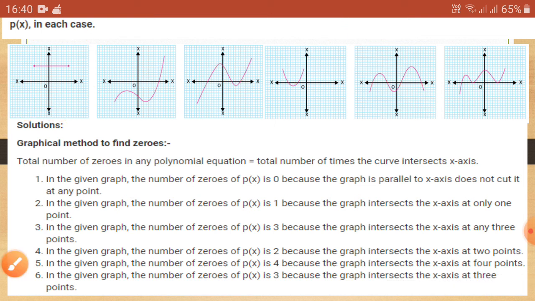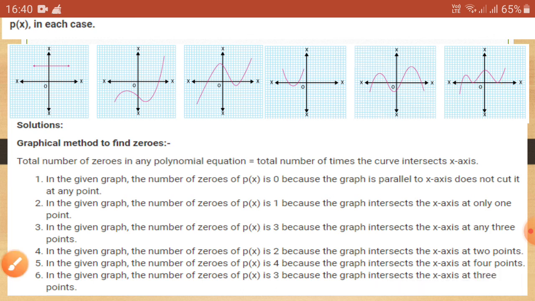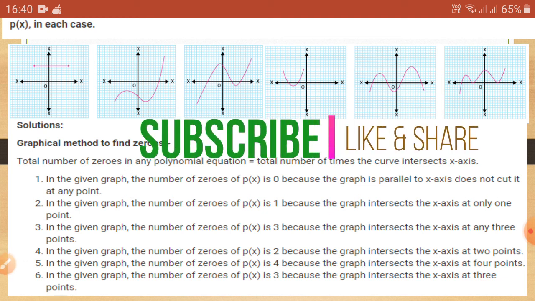And in the last graph, the number of zeros of p(x), that means the expression, is 3 because the graph intersects the x-axis at 3 points. Here it is, here it is, here it is. So the zeros of any polynomial depend on the intersecting points on the x-axis. Got it? I think it is clear to you. Okay, thank you.